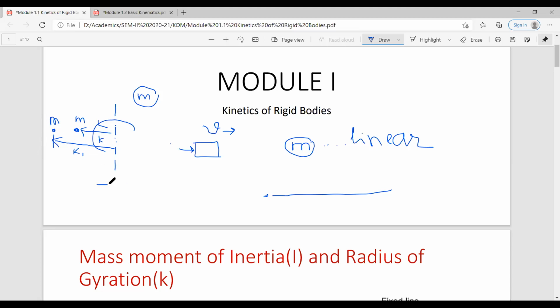So in case of angular motion, we denote the mass moment of inertia I as the product of mass into k square. And if you see, k is a distance, so its unit will come out as kg meter square or kg mm square, whatever. So what is I? I is called the mass moment of inertia, and this concept is useful while doing the motion analysis of rotating bodies. Got it?